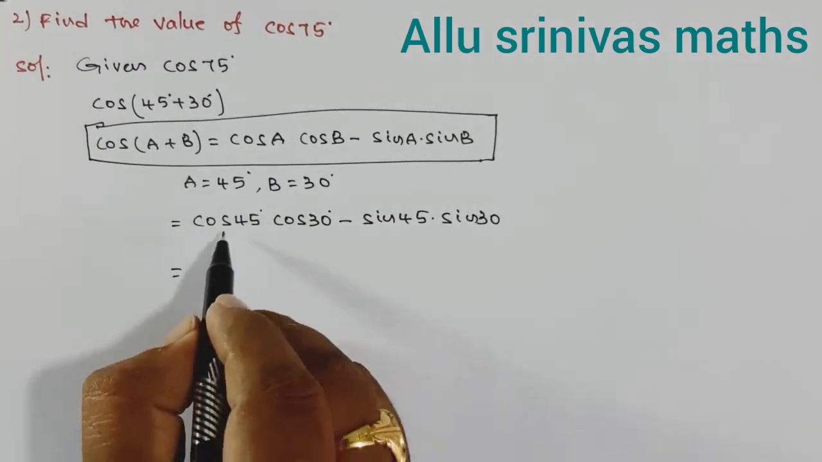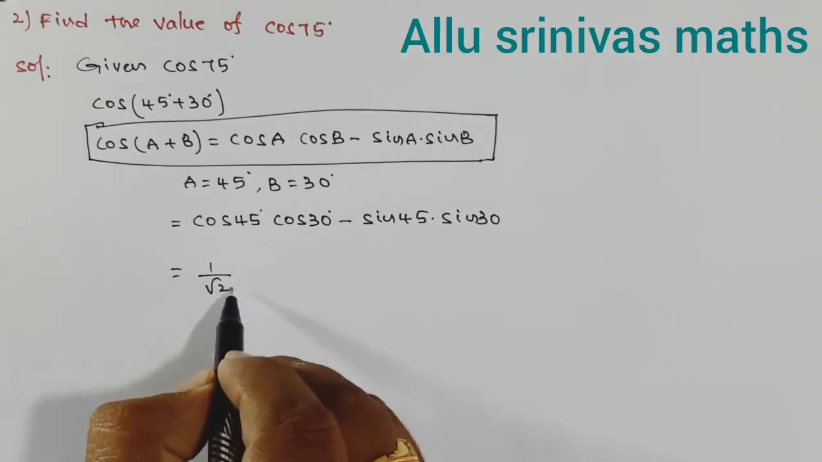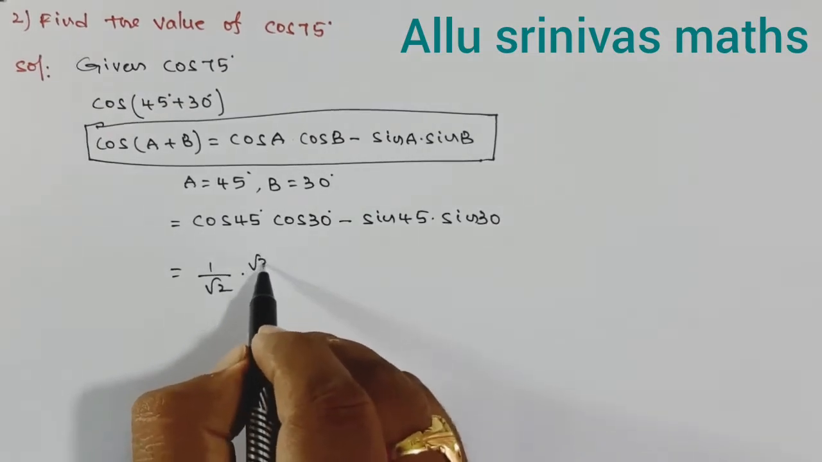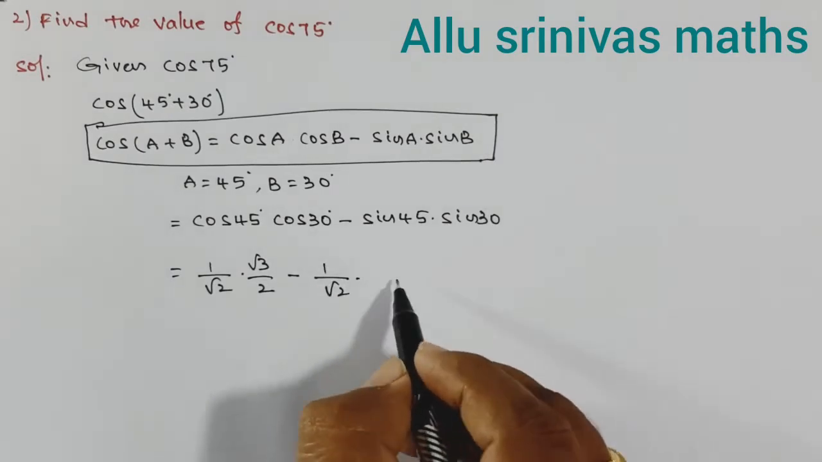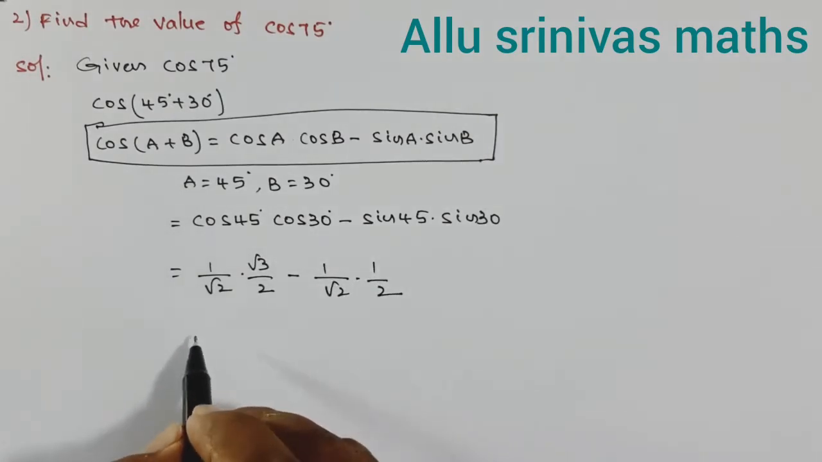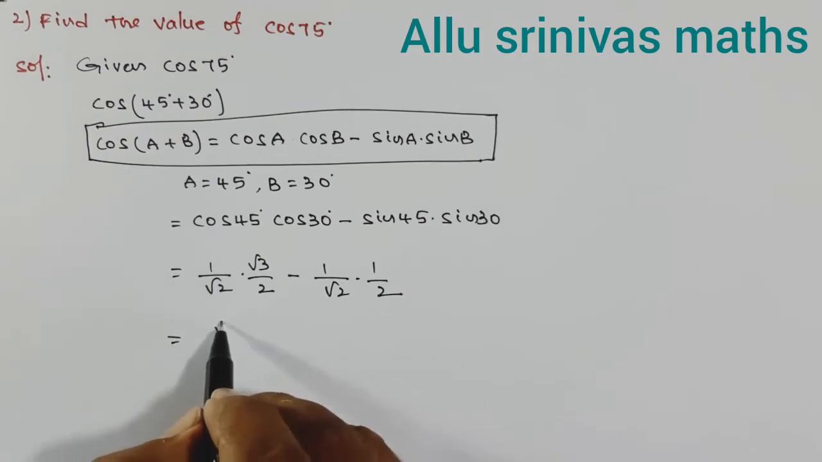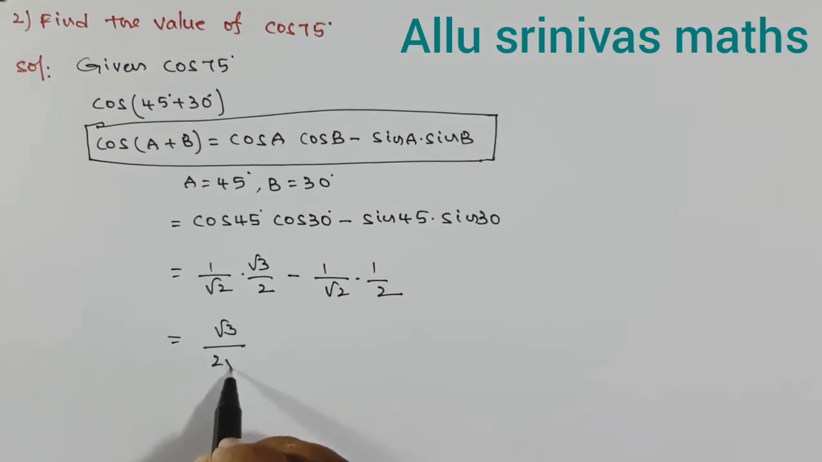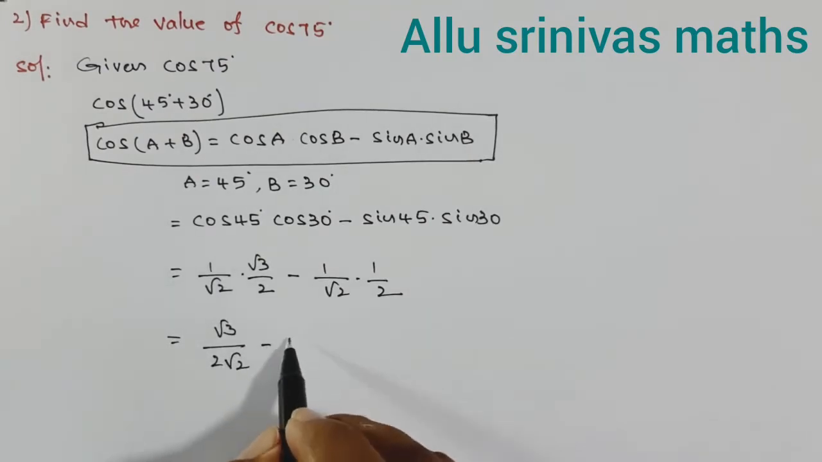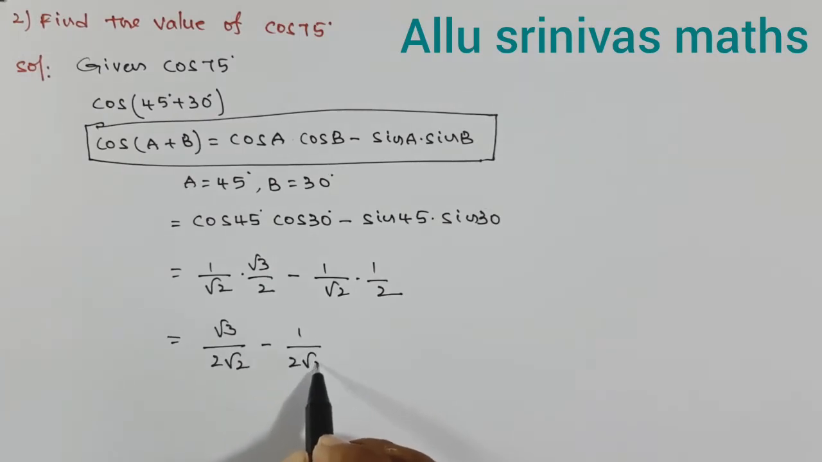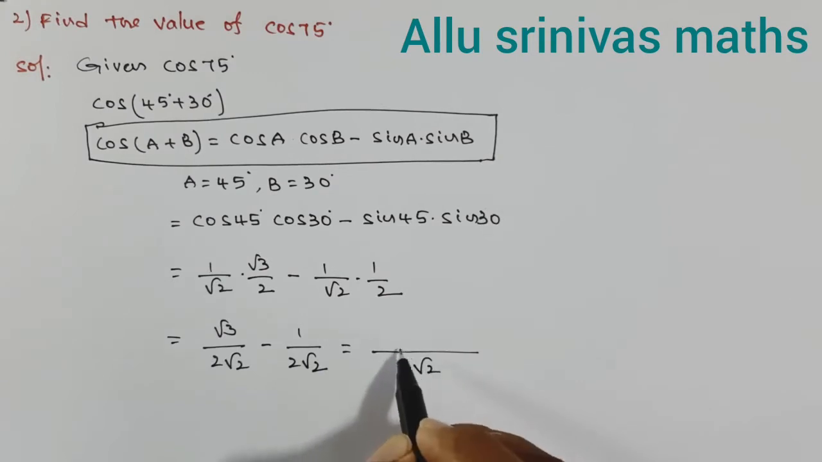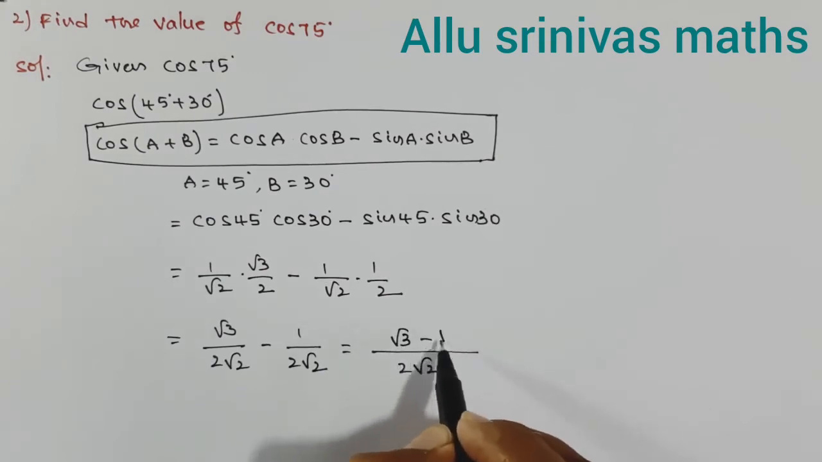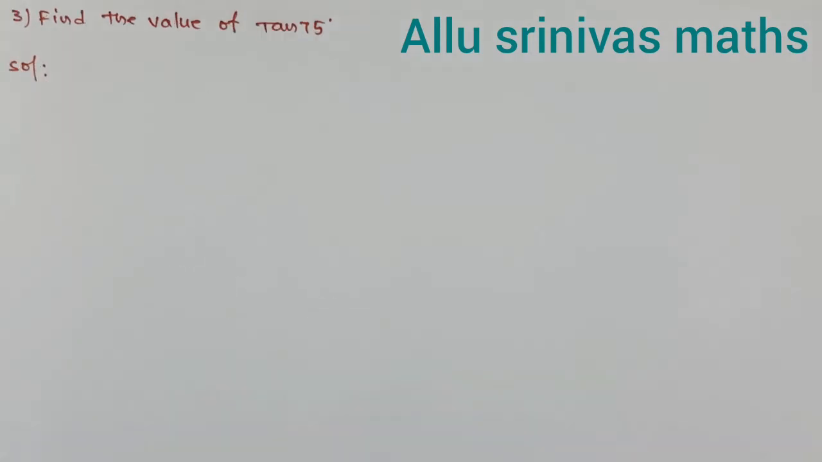The values of the trigonometric functions: cos 45 is 1 by root 2, cos 30 is root 3 by 2, minus sin 45 is 1 by root 2, sin 30 is 1 by 2. Multiply the two fractions: root 3 by 2 root 2 minus 1 by 2 root 2. The LCM of the two fractions is 2 root 2. The numerator is root 3 minus 1. That is the value of cos 75 degrees.